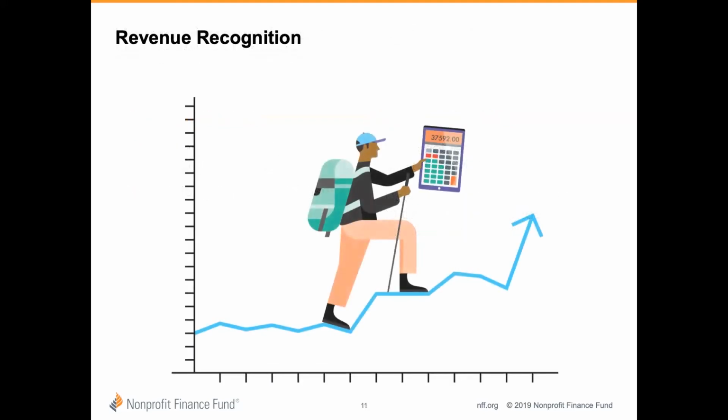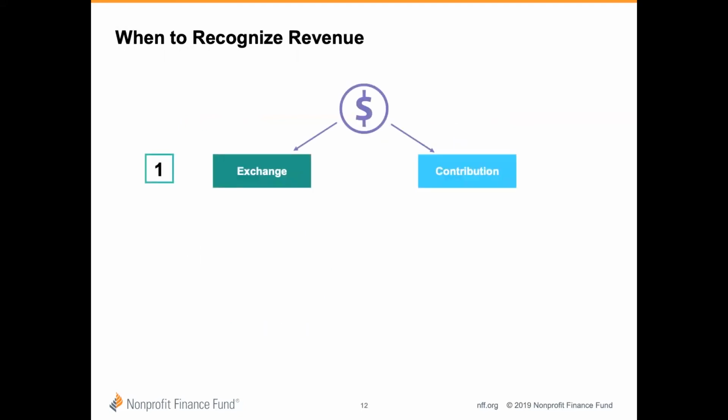Revenue recognition, the final frontier. Let's wrap it up. First, if you determine that the grant or contract is an exchange transaction, then the revenue would be recognized when it's earned, not too dissimilar to a fee-for-service transaction. You provide a service, you get paid. Remember, one indicator of an exchange transaction is there is an exchange of equal value.